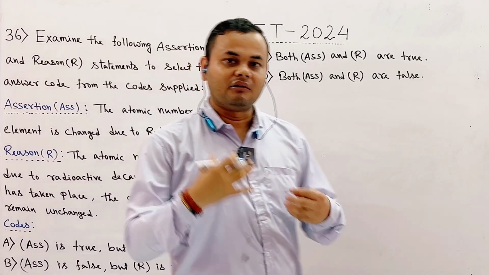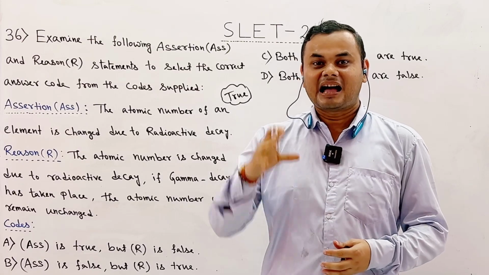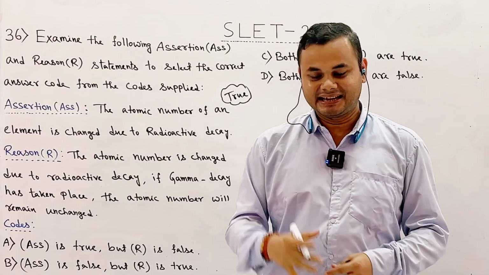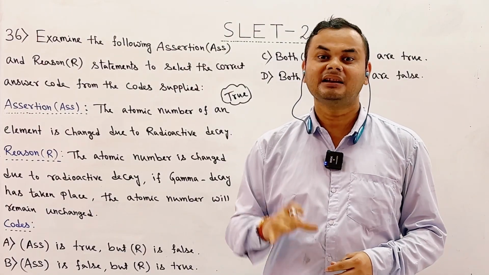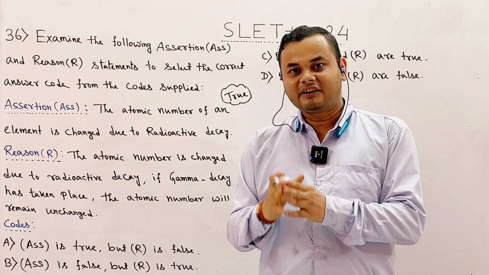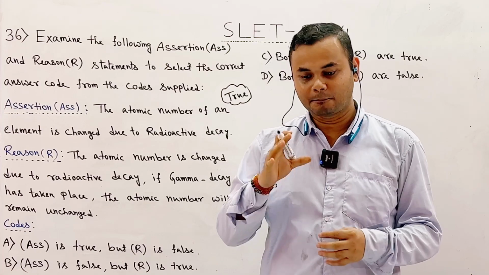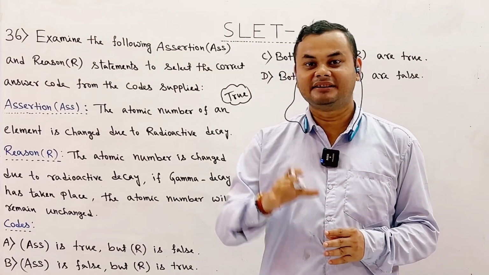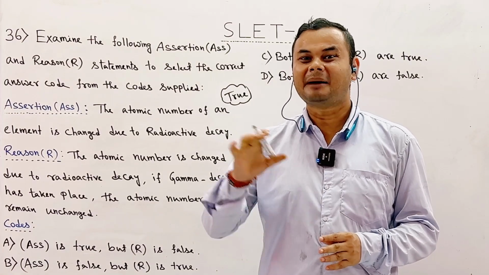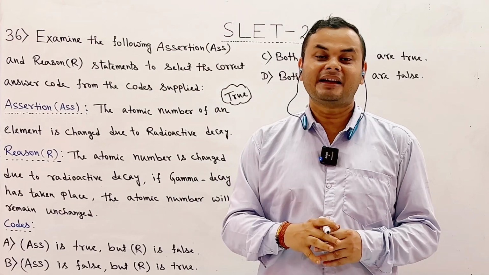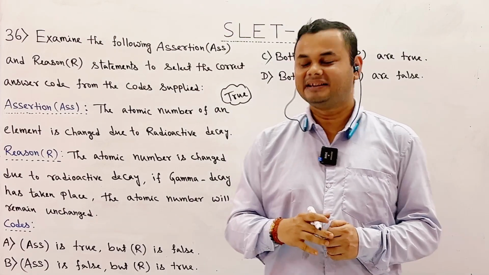Students, during radioactive decay, such as alpha decay or beta decay, the atomic number of an element changes. In case of alpha decay, the atomic number decreases by 2, and in case of beta decay, the atomic number increases by 1 if it is beta minus decay, or decreases by 1 if it is beta plus decay.